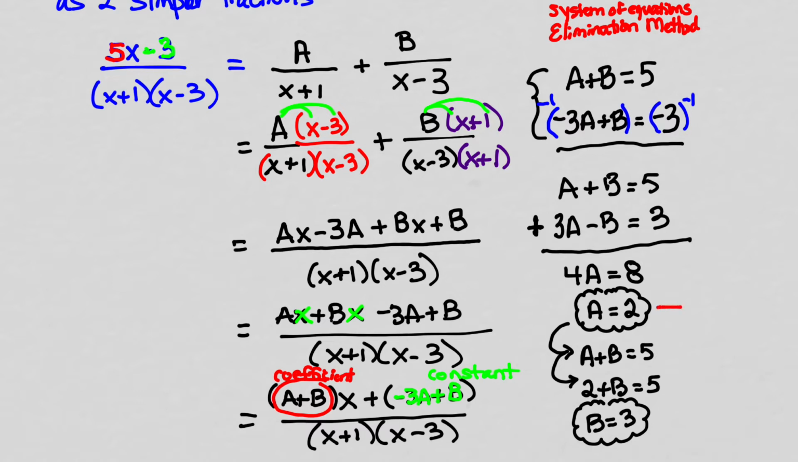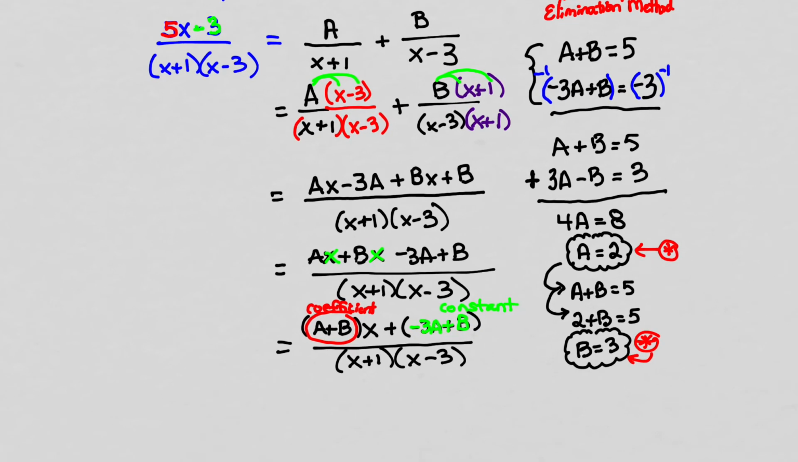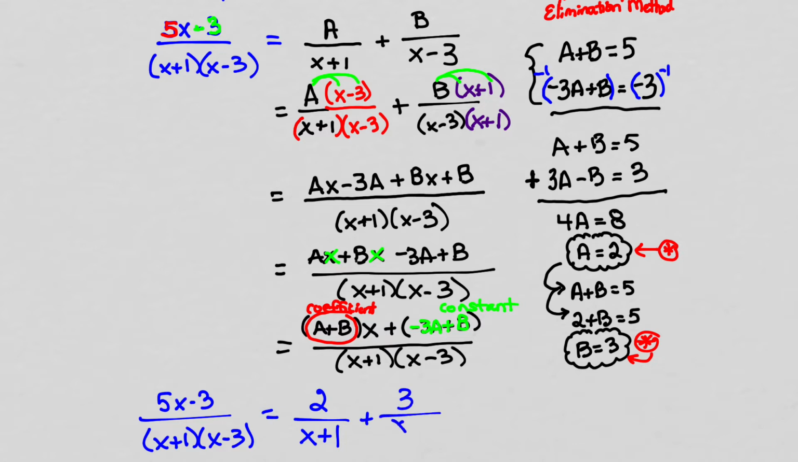What does this do for us, though? This tells us A and B. So that means, ta-da, what do we have going on? That means that (5x minus 3) over (x plus 1)(x minus 3) is equal to 2 over (x plus 1) plus 3 over (x minus 3). And you can check it by cross-multiplying and getting everything together.